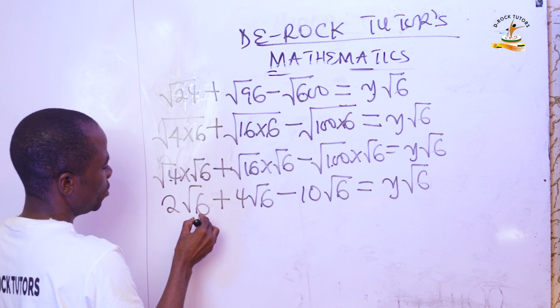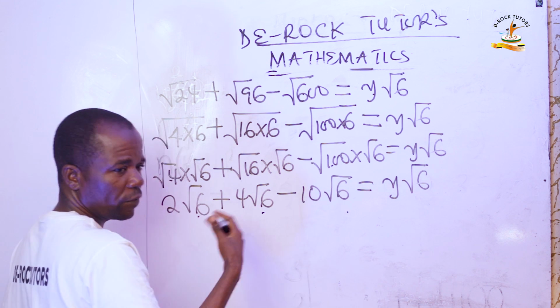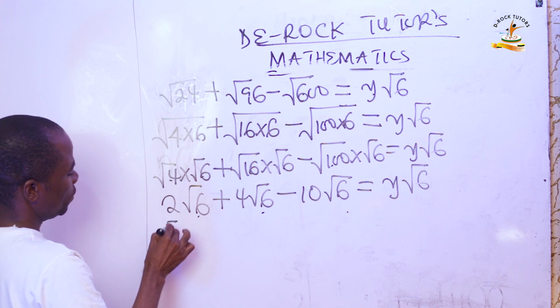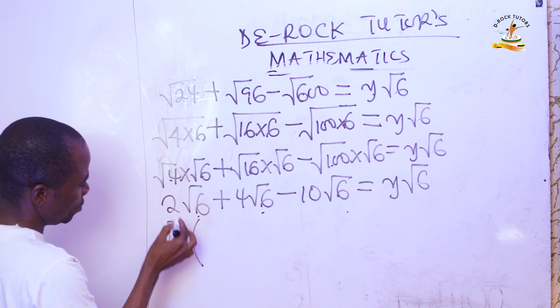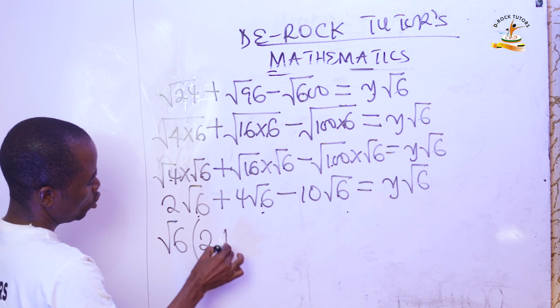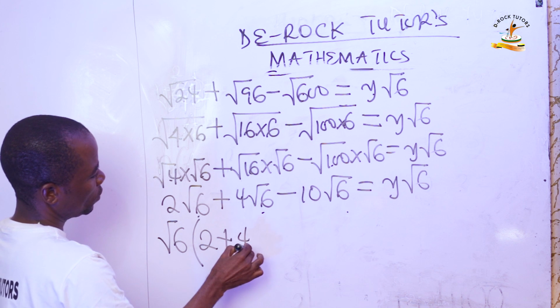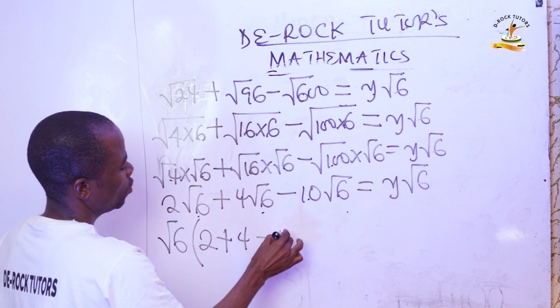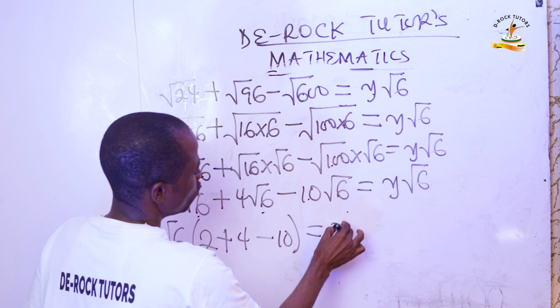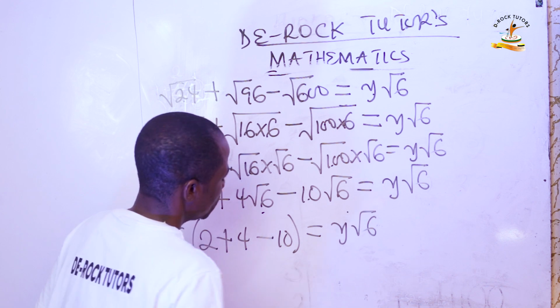Now we can see root 6 are all common. We can factor it out. And we now have square root of 6 into here. We have 2 plus here. We have 4 minus here. We have 10, all equal to y square root of 6.